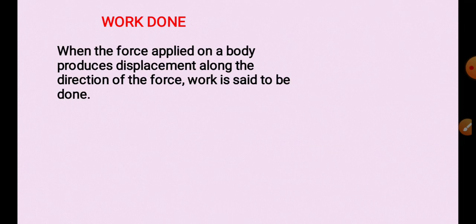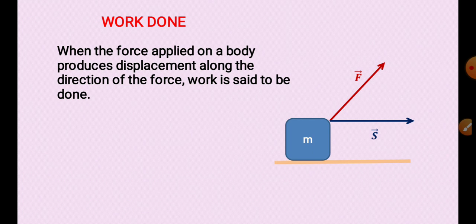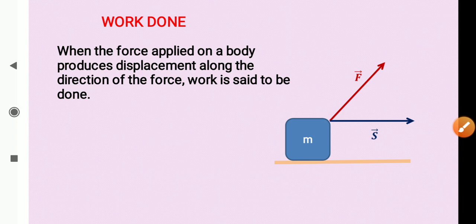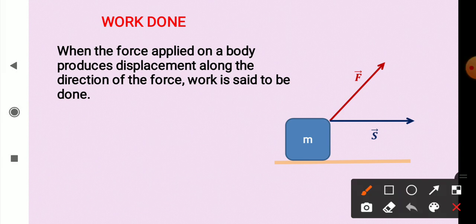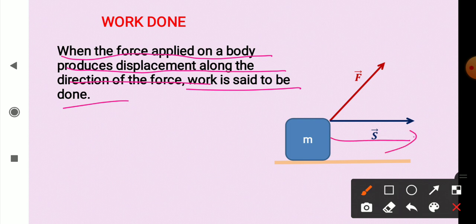See, you have an object placed on a surface and a force F is applied on it and it undergoes some displacement S. So, when the force applied on a body produces displacement along the direction of the force, work is said to be done. Now, if the force is along this direction, like this, work is said to be done.